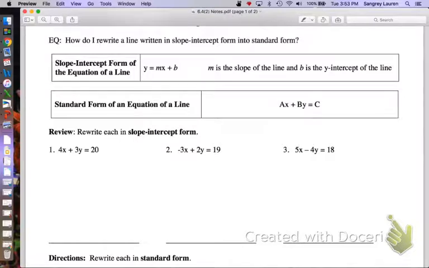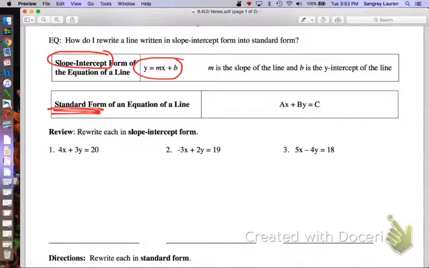We are going to look at a new form of a line today, and it is called standard form. So we already know slope-intercept form, which is y equals mx plus b. M is your slope, and b is your y-intercept. Now we're looking at standard form, which is ax plus by equals c.